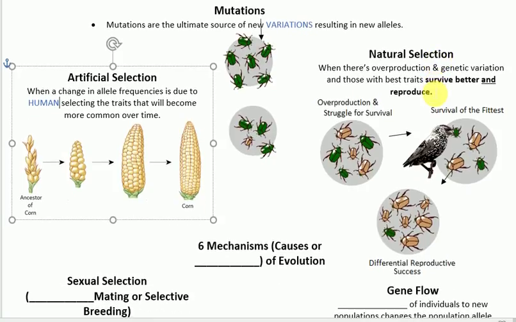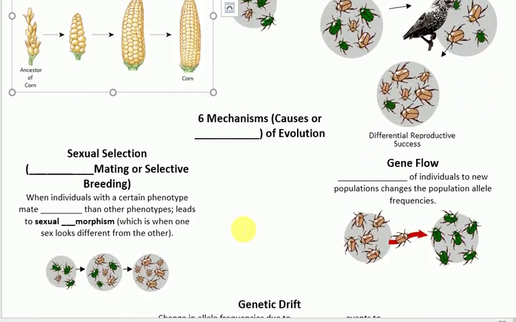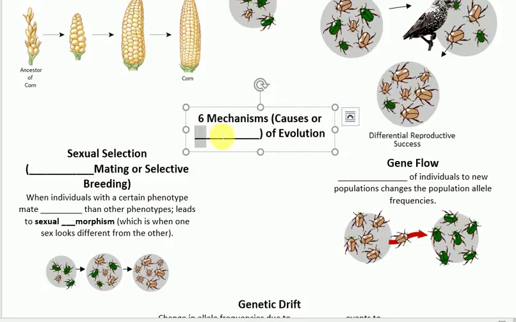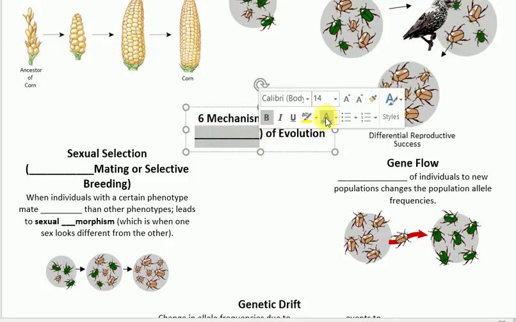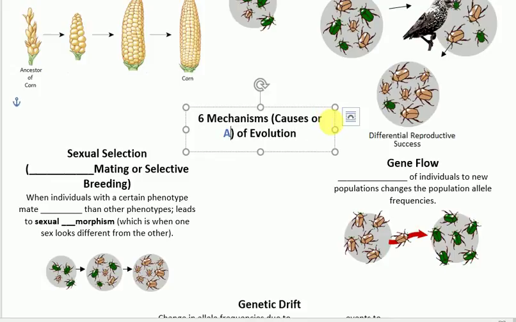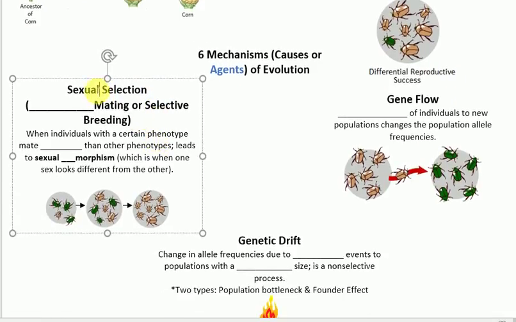Then we have natural selection. And this is basically whenever there's an overproduction and genetic variation occurs. And more or less, the species with the best traits, they're going to survive better and reproduce. Oh, and I forgot here in the middle, we need to change this to agents of evolution.